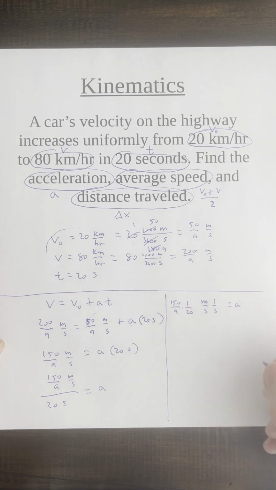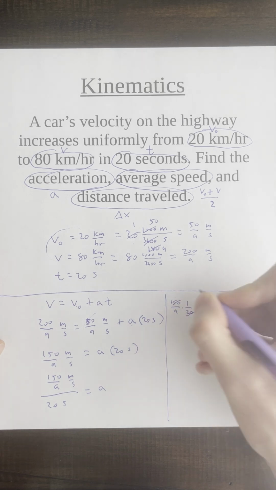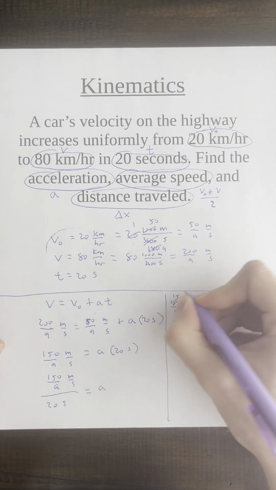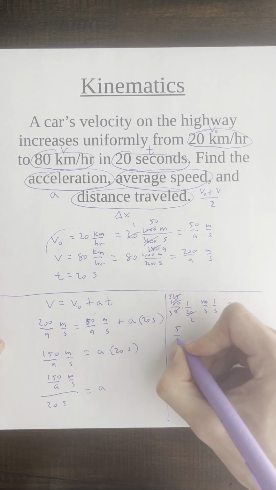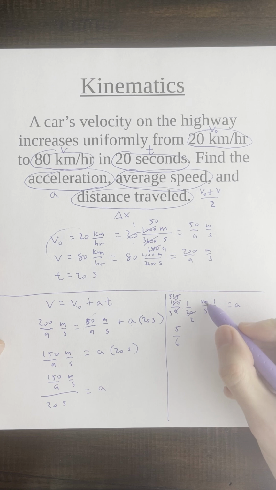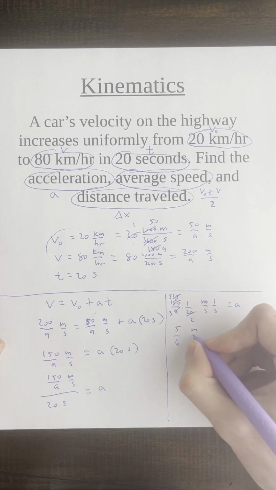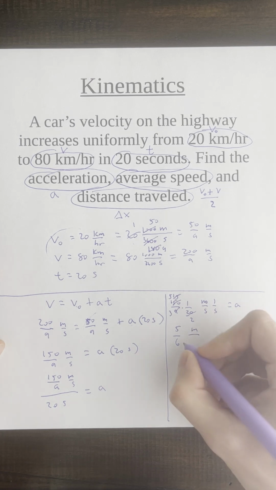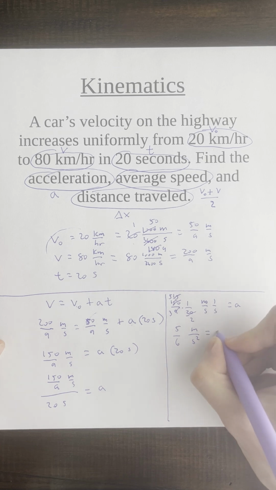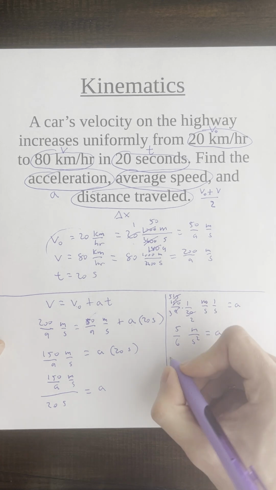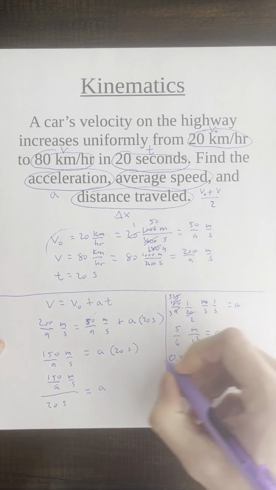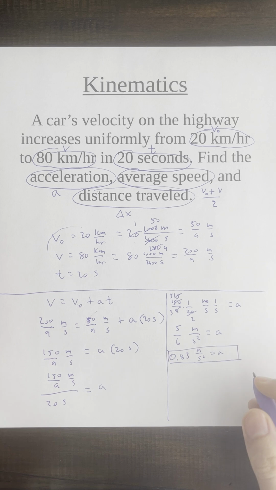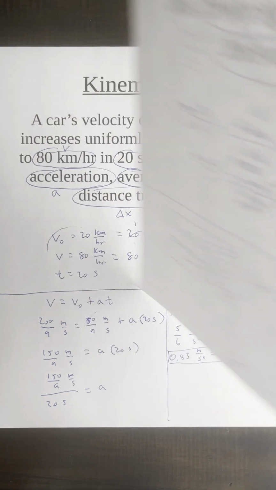What does this simplify as? I'm going to divide by 10 here, and then divide by 3 here. Okay, so this is 5 over 6, and then meters times 1 is just meters, and then seconds times seconds, seconds squared. Okay, and if we want to write this as a decimal, this would be approximately 0.83 meters per second squared. This is your answer. Okay, now I'm going to get another sheet of paper, and we are going to do the next part.